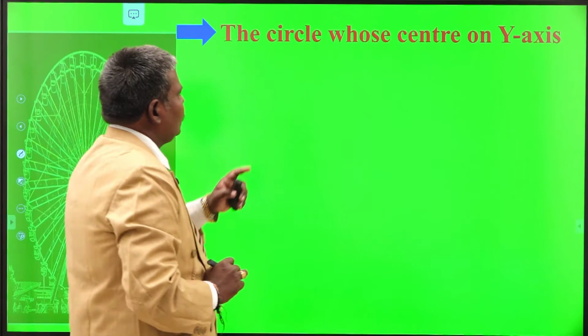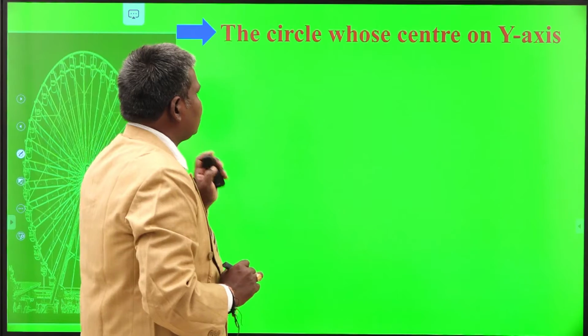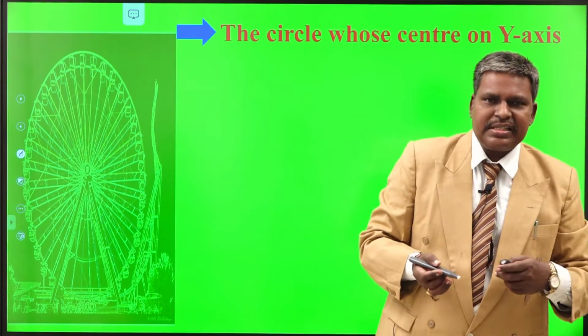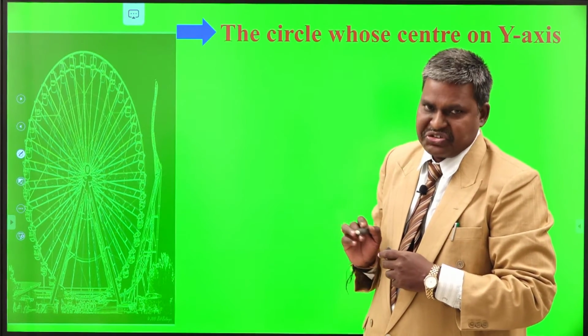The circle whose center is on the y-axis. Suppose your circle has its center on the y-axis. In this case, what is its equation? How do we convert it into the standard form? What happens in that equation?